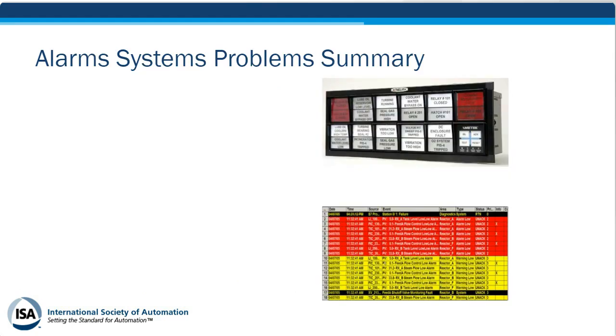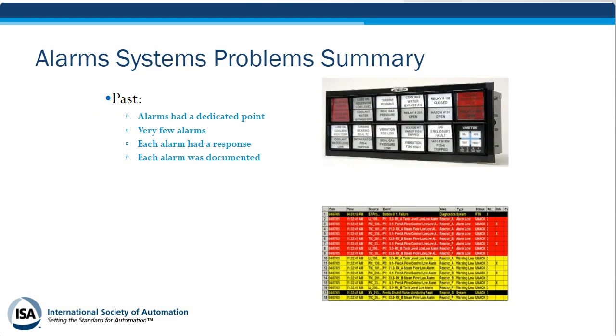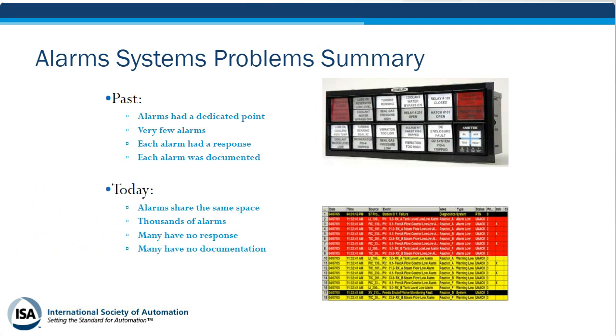So, alarm system problems summary. In the past, alarms had a dedicated point, very few alarms. Each alarm had a response. Each alarm was documented. Basically, when you looked at the panel alarm, everyone knew what each of those alarms meant and what they needed to do to respond to them. Today, alarms share the same space. We have thousands of alarms. Many of them have no response. Many of them have no documentation.